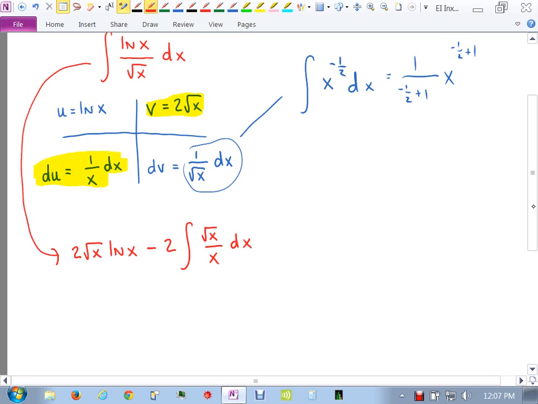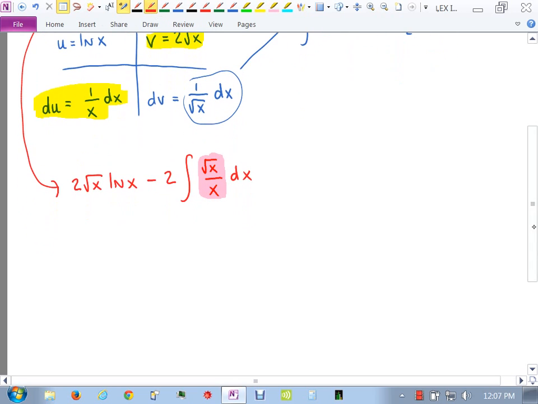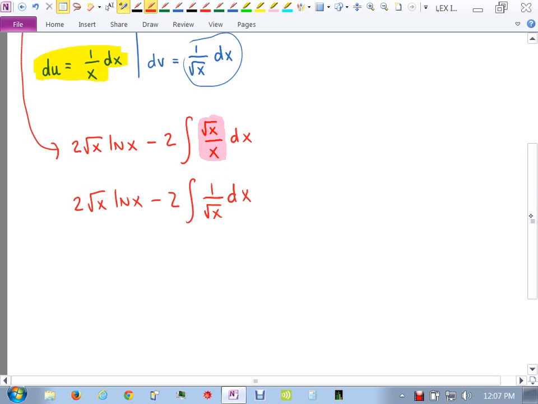It's 1 over root x, or x to the negative 1/2. So I hope I can assume everyone could simplify that, right? So you should have 2 square root x ln x minus 2 integral 1 over square root of x dx. I'm leaving it as 1 over square root of x because I just integrated 1 over square root of x a second ago. So I already kind of know what that is.